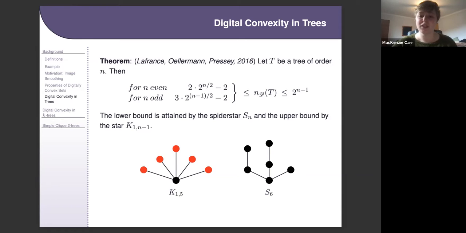And then in the spider star, we get a lot fewer digitally convex sets, because if we include either of these neighbors of the leaves in our digitally convex set, we have to include the corresponding leaf as well. Otherwise, it doesn't have a private neighbor. So that is going to significantly reduce the number of digitally convex sets we can have.